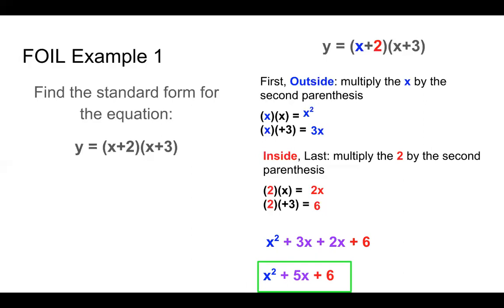Boom, we just FOILed. So I know that seems like a lot of steps at first. The more you do it, the easier it is. I promise you that. Let's do another example.